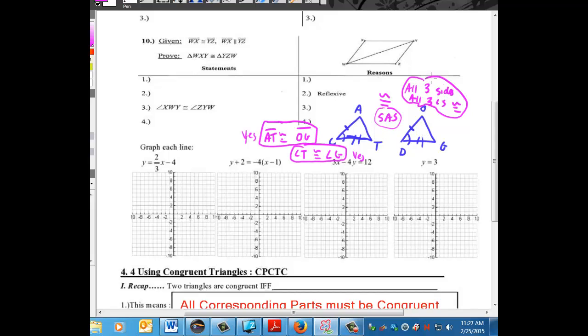And instead of saying all three sides and all three angles are each congruent, we can now say CPCTC. So this is what today's lesson is based off of, and we'll use this reason a lot. And the reason why we use this is to prove that the corresponding angles and corresponding sides of these two shapes are also each congruent. And it'll make more sense as we go.